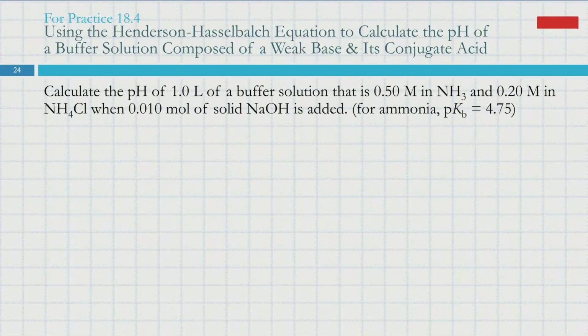All right, one for you to try. Calculate the pH of a buffer solution that is 0.50 molar in ammonia and 0.20 molar in ammonium chloride when 0.010 moles of solid sodium hydroxide is added, and you're given a pKb.